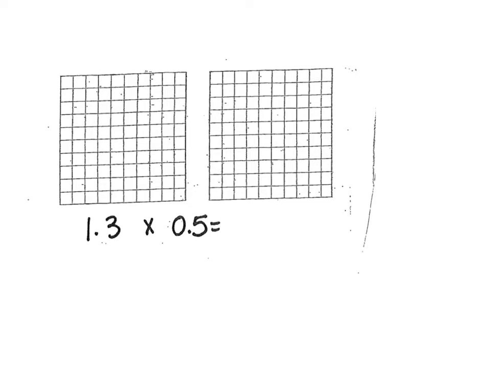Okay, this video is going to cover what are called decimal times decimal, but these are going to be known as greater than a whole. And so when you look at this problem, both of your numbers here have decimals involved. So it's 1 3/10 times 5/10.